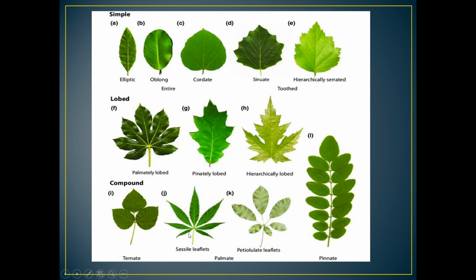Sessile leaflets are just leaflets that don't have a petiole. They connect directly to the branch, so there's no stalk connecting it to the branch. Whereas here, it's hard to make out, but you can see 3 little stalks connecting it to the main branch. Petiolulate leaflets are leaflets that do have petioles, and then pinnate is the same as pinnately lobed, where they are formed around a central axis.